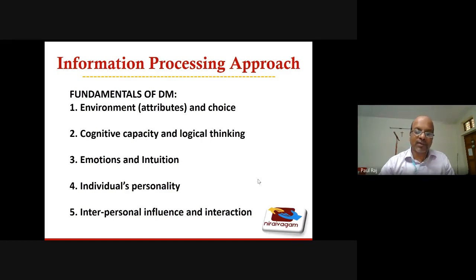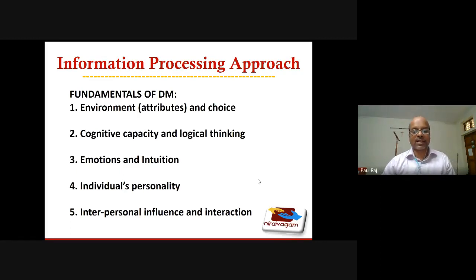The second thing is cognitive capacity and logical thinking. This forms the very basis of decision making. If you're not able to think through a problem, if you can't weigh the pros and cons of a decision, or weigh what you lose or gain by making a choice, or what the possibilities and benefits of making a choice are, then you will not make a good choice. Therefore, cognitive capacity, or thinking capacity, and logical thinking form a very basic element of the information processing approach and decision making.